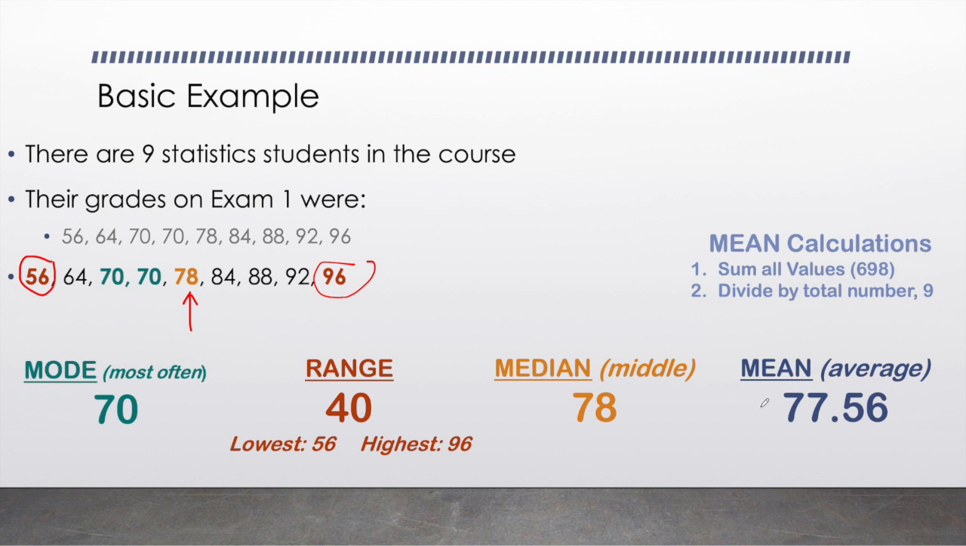And finally, we're going to calculate the mean or the average. And so again, 2-step process. First, we sum up all the values, and so we would get 698. And then we divide by the total number, and again, we had 9 students in our course who completed exam 1. And so this gives us an average score of 77.56.